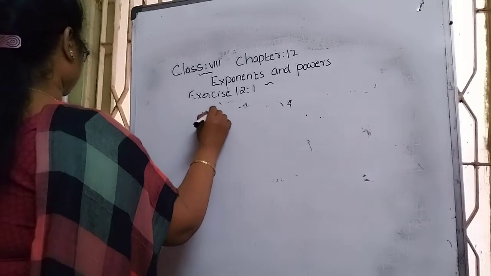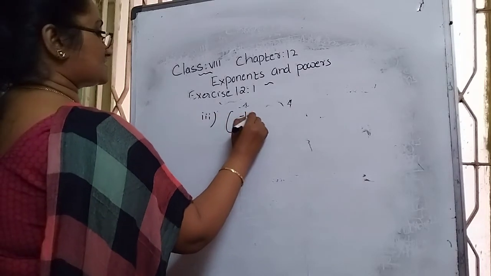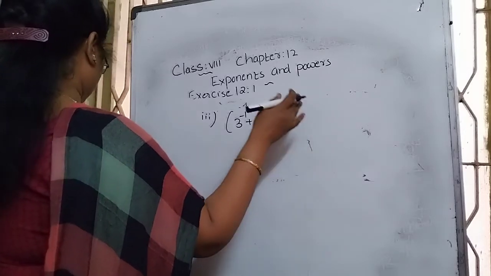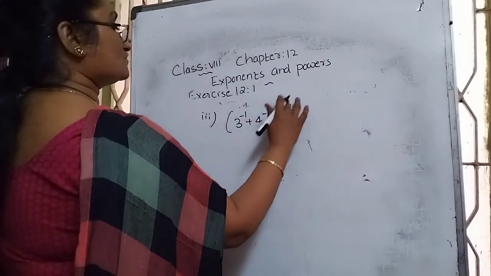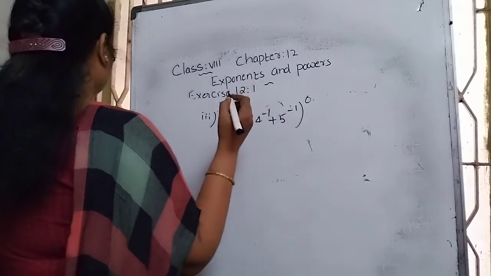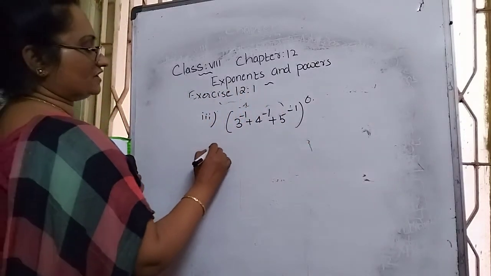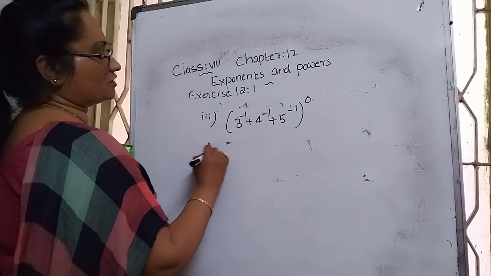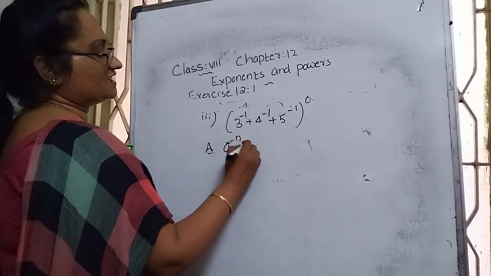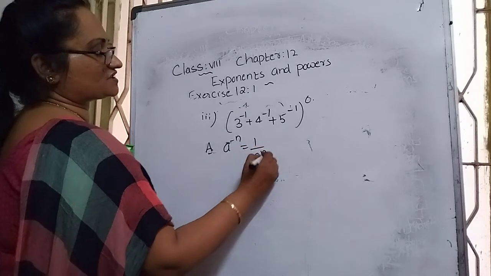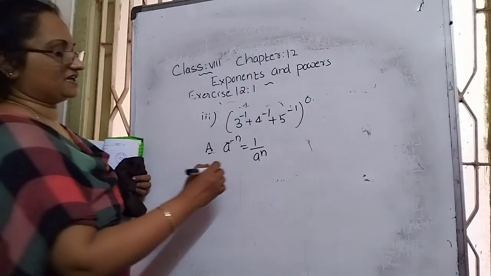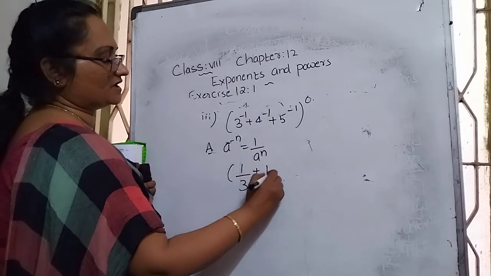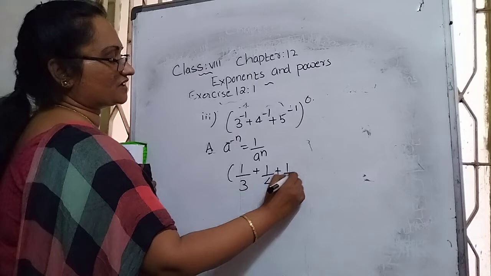Third question, they tell us: 3 raised to minus 1 plus 4 raised to minus 1 plus 5 raised to minus 1, whole power 0. Whole power 0 in this way. So we know the law of exponents: a raised to minus n, how can we express it? We can write it in fractional form as 1 by a raised to n. So here we can write it as 1 by 3 plus 1 by 4 plus 1 by 5, raised to 0.